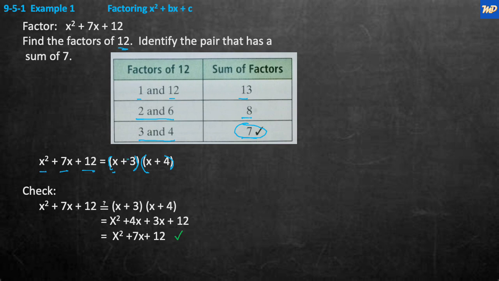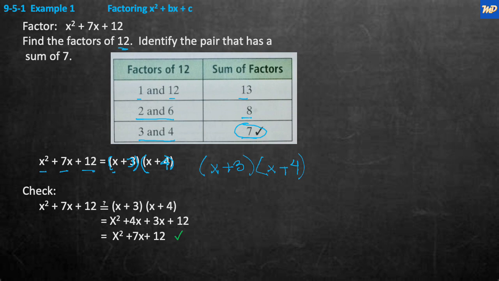So we're going to put a 3 in one of the spots and a 4 in the other spot. And they're both positive, so the answer is right in front of us. It's x plus 3 and x plus 4. That's the factoring of that trinomial, x squared plus 7x plus 12.